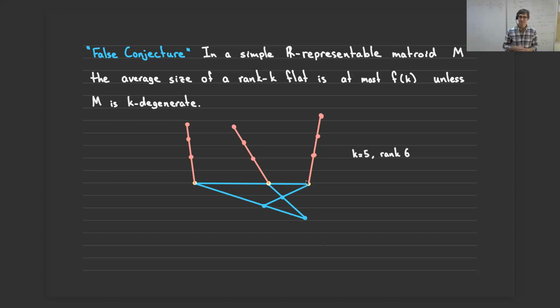And so if these lines are really, really big, the average size of a rank 5 flat is going to be huge. But this matroid, you can prove, isn't 5-degenerate. So there are other problems, and we don't understand what's going on here. So there are definitely issues, but we don't understand those issues.